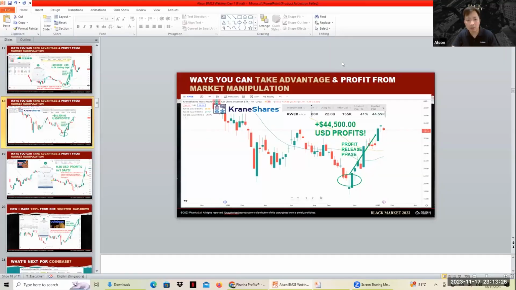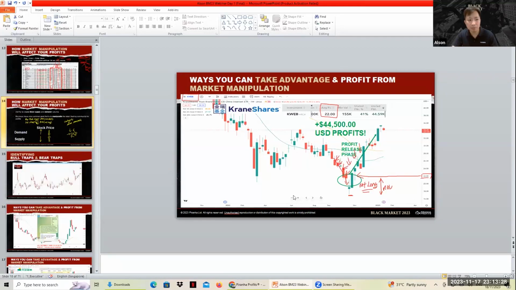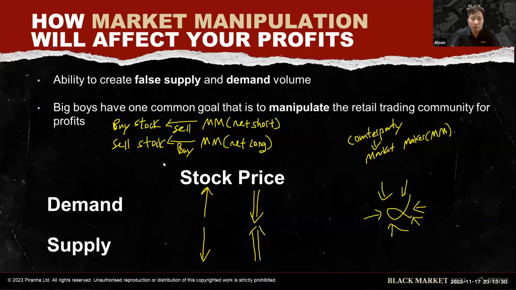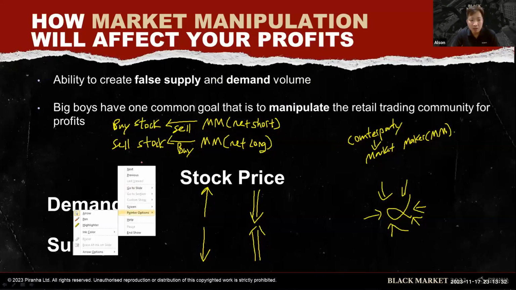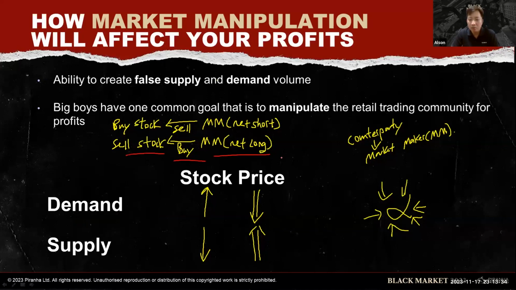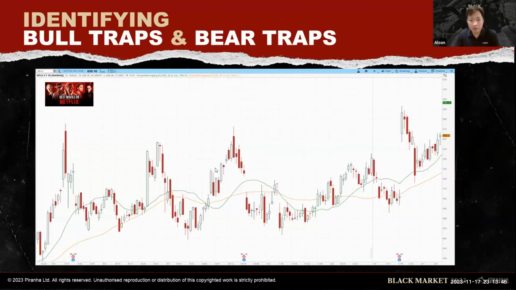Right, so this is an example that I just want to share, to show what I meant. When people sell, the market maker buys. When the market maker becomes net long, it's in his interest to push up the price. This is a very important concept that all price action manipulation traders need to know. And I'll share with you this example from Netflix stock.